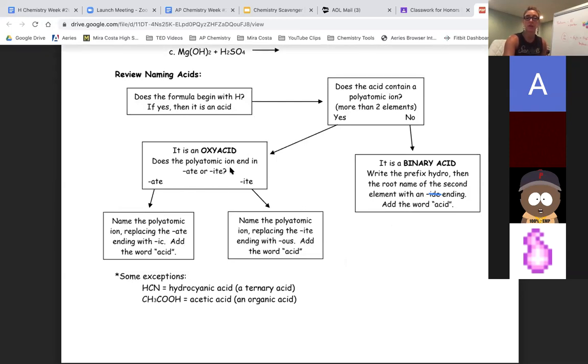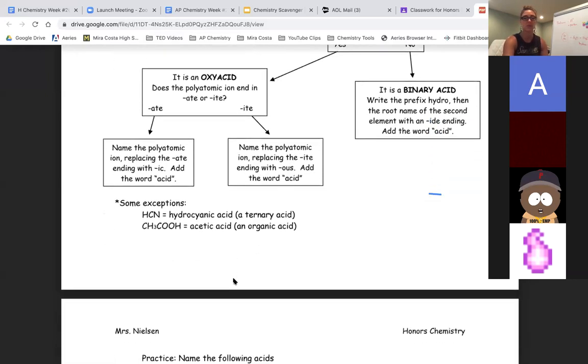So with the polyatomic ions, you do not include the prefix hydro, okay? You only use the prefix hydro if it's a binary acid, just hydrogen and one other element. Some exceptions: HCN is called hydrocyanic acid, that's an odd exception. And then acetic acid is an organic acid, and acetic acid is kind of a funny one. I know that this one came up yesterday when you all were doing your titration simulation.